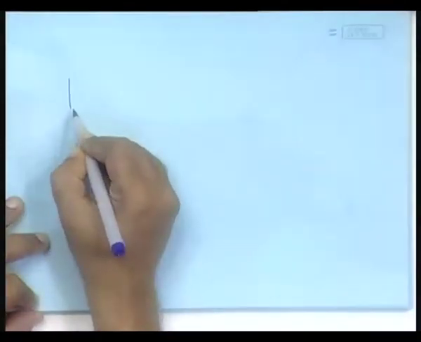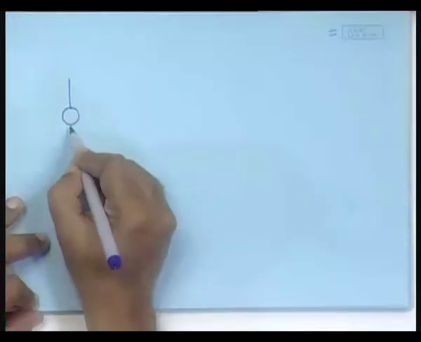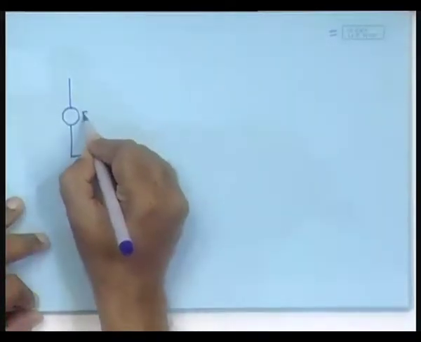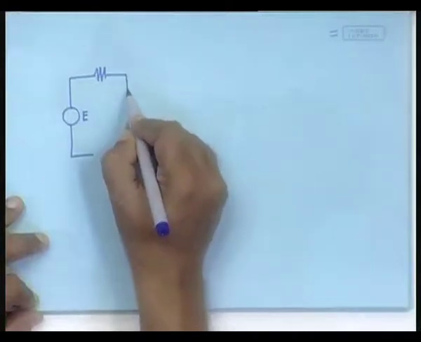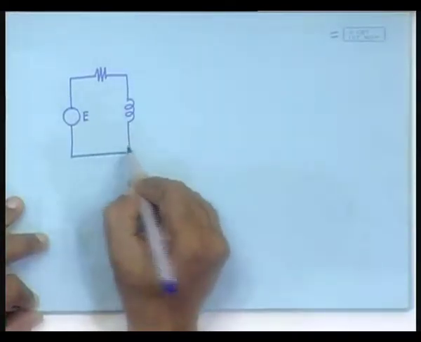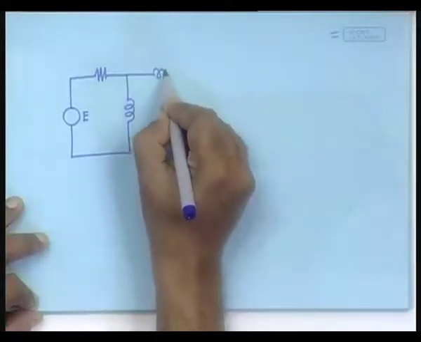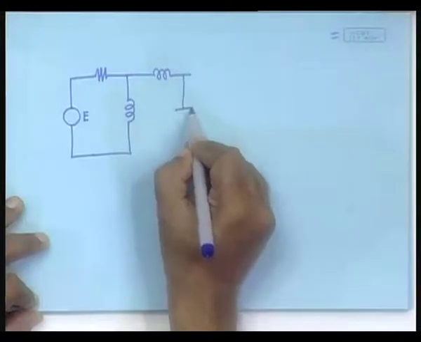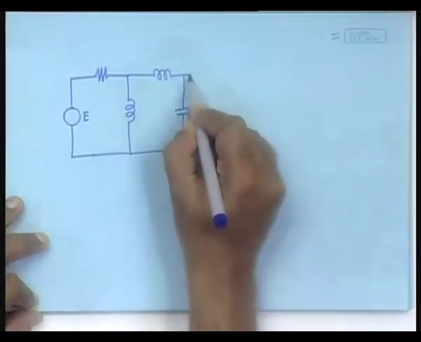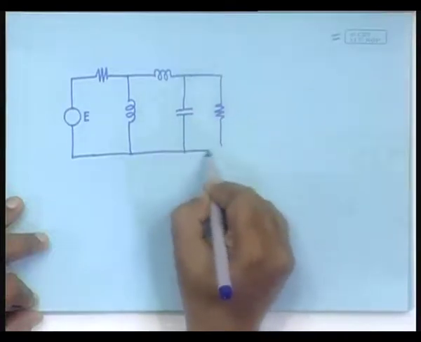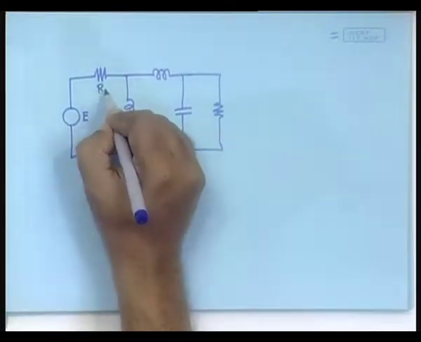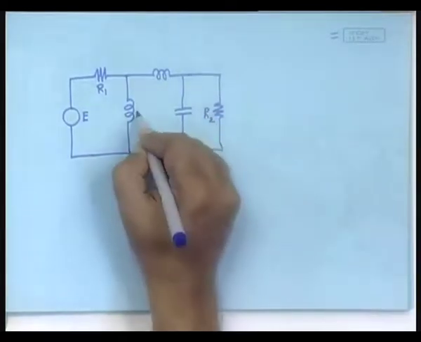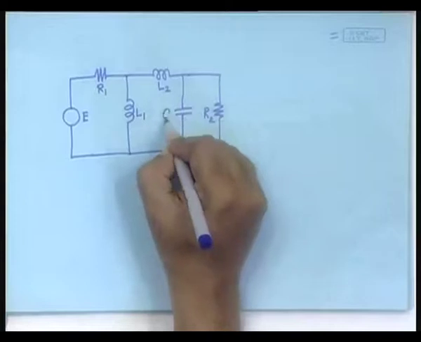Let us take a circuit example today. So, in this example, we have a source of effort E, then connected to a resistance, connected to an inductance. Here is another inductance, here is a capacitance, and finally another resistance. Suppose this is my circuit. There will be R1, R2 here, L1, L2 here, and C.